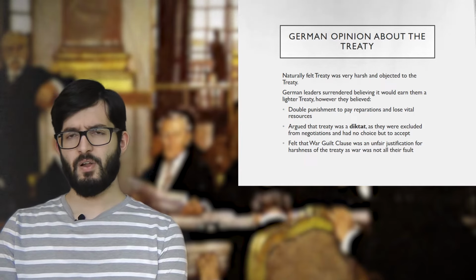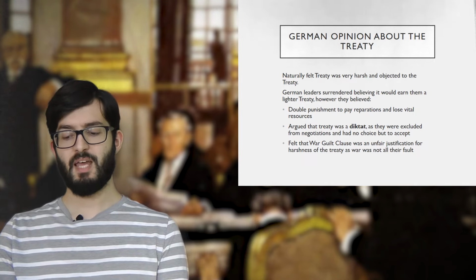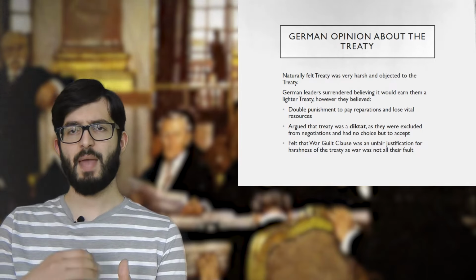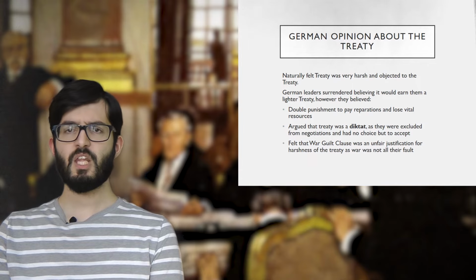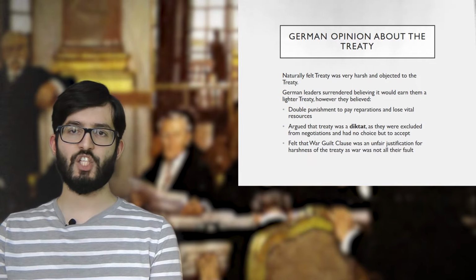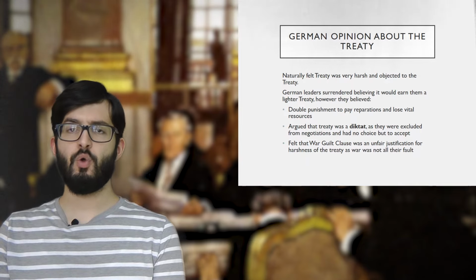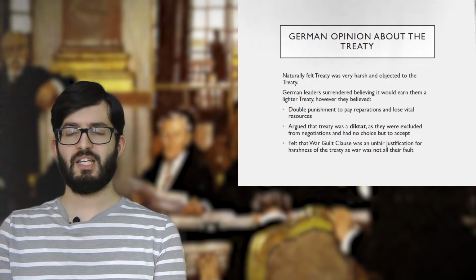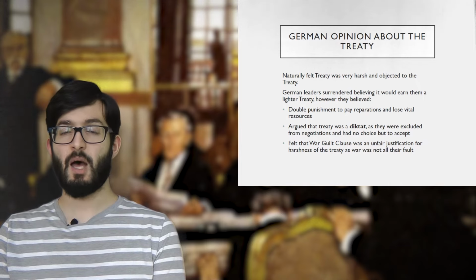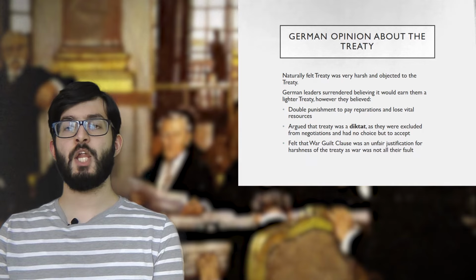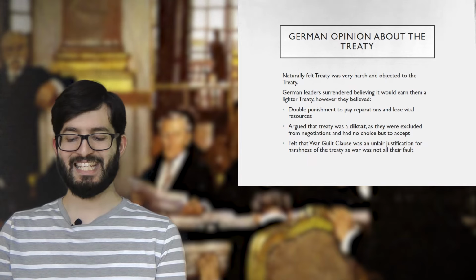Within the actual terms itself, some of them felt particularly harsh. It felt like a double punishment for Germany to have to, A, pay reparations, but B, at the same time, lose their vital resources that would actually enable them to make those reparation payments in the first place. So it seems like a double whammy when it comes to reparations. They also argued that the treaty was a diktat, or in other words, a dictated peace, as they were essentially excluded from negotiations. When the Germans were invited to Versailles, it was not as negotiators, they simply had no choice but to accept. They were able to put in some criticisms of the eventual terms, but this really had no impact whatsoever. And so the eventual terms of the treaty are seen as a diktat.